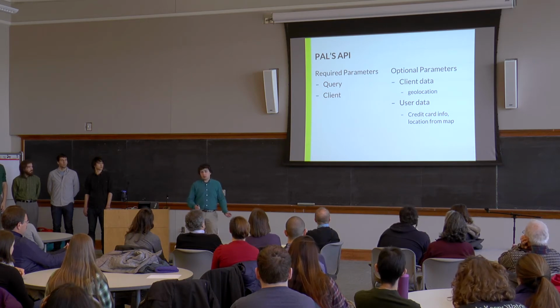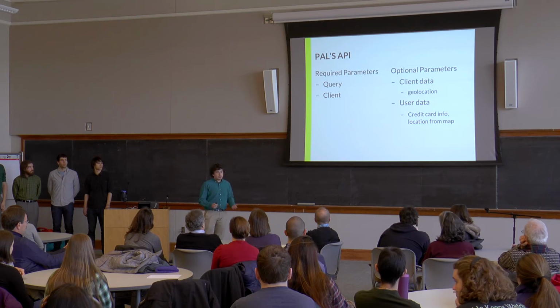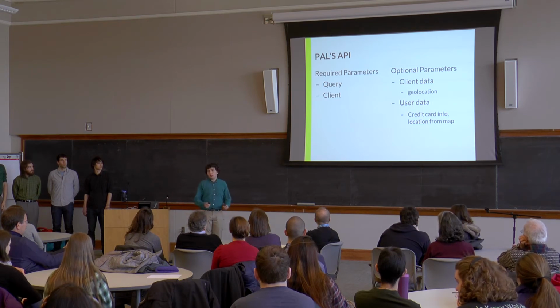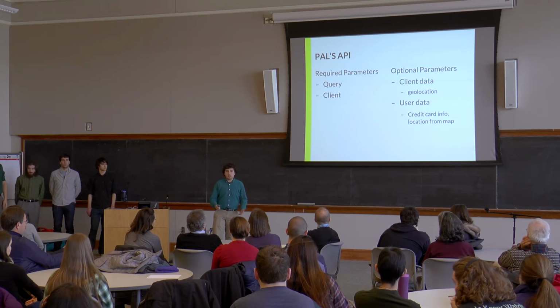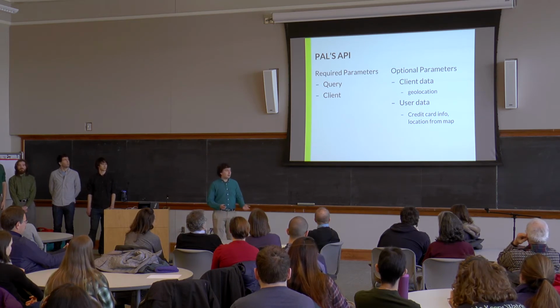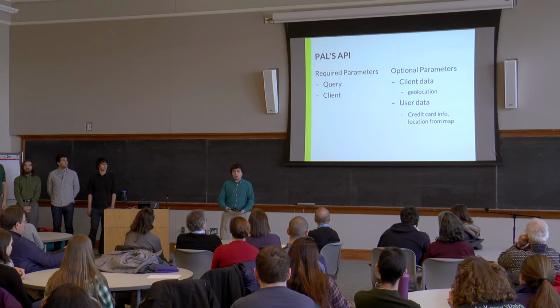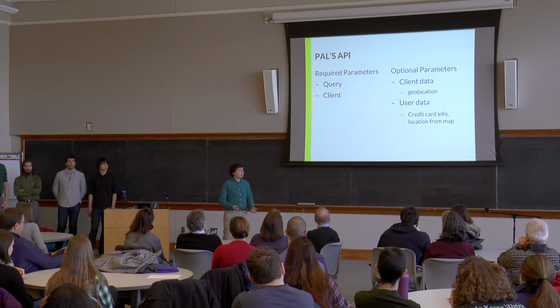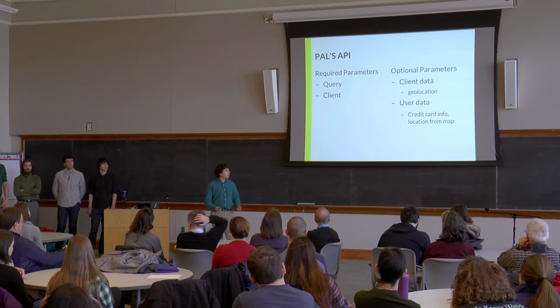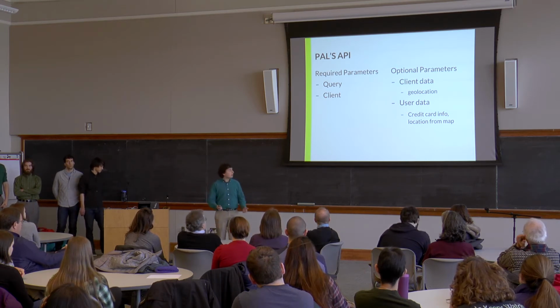Then we have a couple optional parameters. One of them is client data. This is data that the client can provide on behalf of the user without the user actually inputting anything. Right now this is used for geolocation, so for getting weather or getting restaurants or things from Yelp around you. Your client can figure out where you are and send it off with your request, and PAL will be able to use that to return you relevant results.